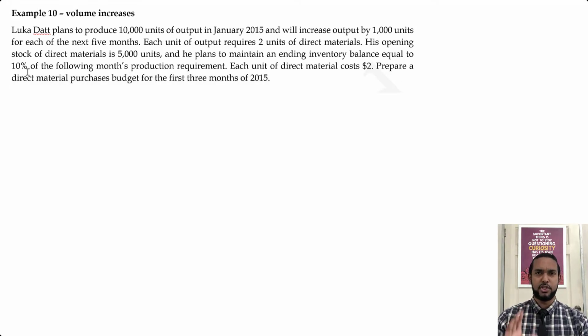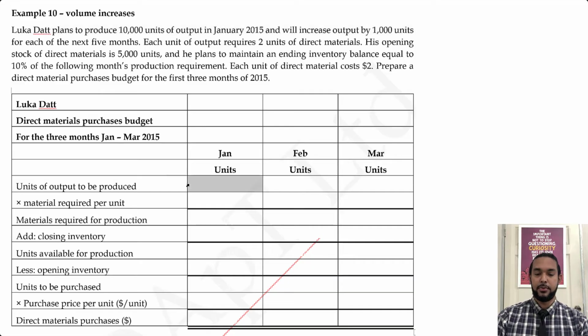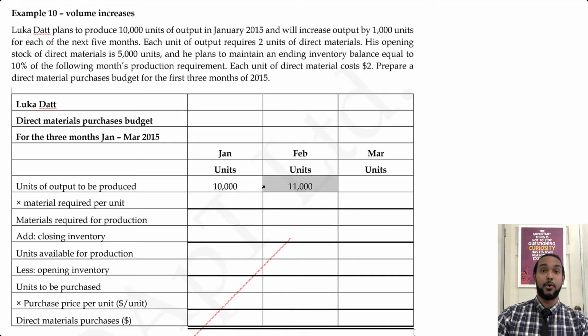So the only change that we have going on here now is the fact that he plans to increase output by 1,000 units per month. So we're going to start in January with the 10,000 units we have there. If we increase by 1,000 units in February, that means we're going to be producing 11,000 because 10,000 plus 1,000 is 11,000. And in March, we're going to have 12,000 because 11 plus 1 is 12. That's the number of units we're going to produce.